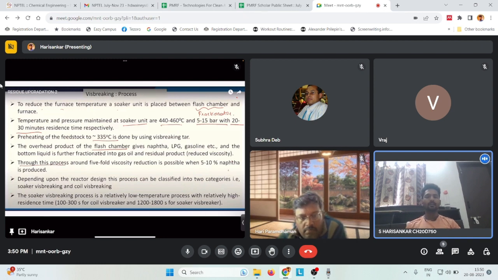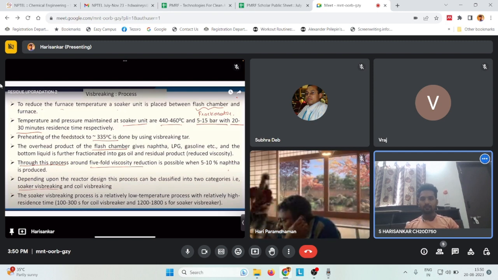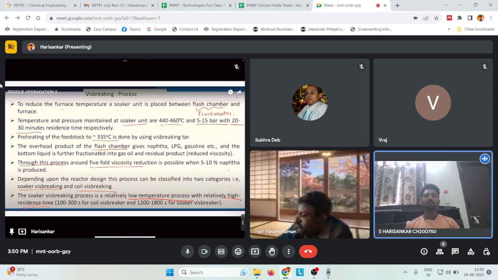Through this process, we can reduce the viscosity of the heavy residue by up to 5 times. And depending upon the reactor design, as I mentioned previously, we can either have a soaker visbreaking or a coil visbreaking. Soaker visbreaking is a relatively low temperature process with a relatively high residence time. The opposite is true for coil visbreaking, which is usually a high temperature process with a low residence time.